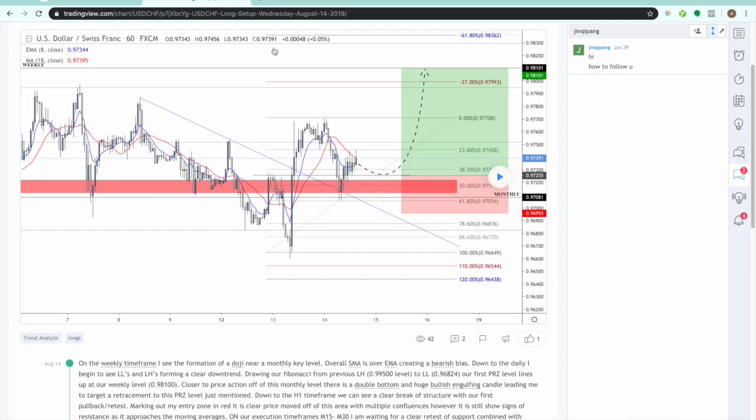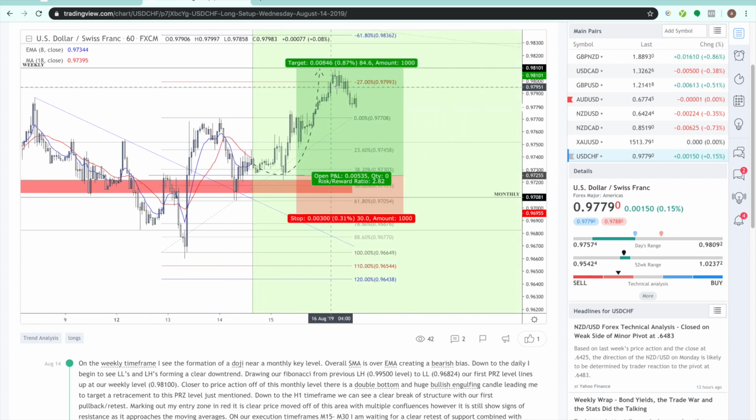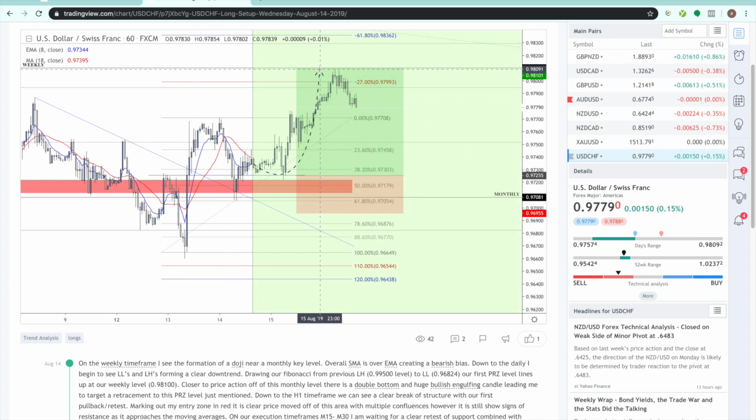Let's go over now to the TradingView and just take a look at how this looked. So we're just going to play it forward. We see our analysis. We see where it came to. Once again, this trade was dropped in our Telegram and given in our signals.